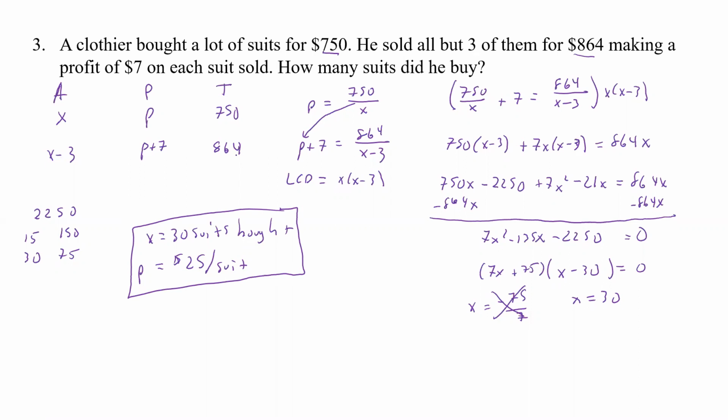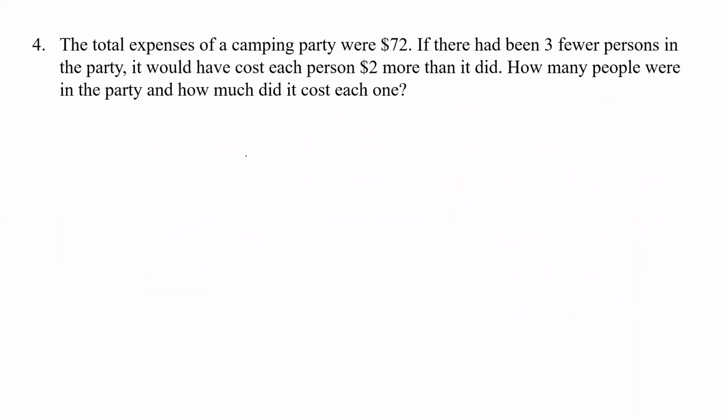All right, let's do one more for this part of the video. So here we have total expenses of a camping party were $72. If there had been 3 fewer persons in the party, it would have cost each person $2 more than it did. How many people were in the party and how much did it cost each one?